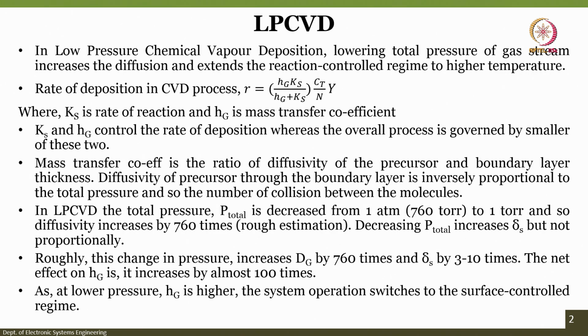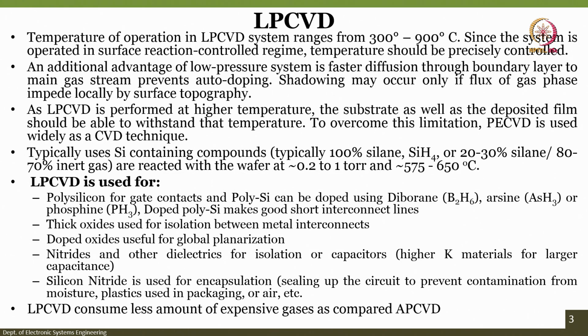So, we have said that lowering the total pressure increases the diffusion, and you can see here that decreasing P total increases delta S, but not proportionally. Roughly this change in pressure increases Dg by 760 times and delta S by 3 to 10 times. The net effect is that Hg increases almost 100 times. At lower pressure, Hg is higher, the system operation switches to the surface control regime, and if that is the case, the temperature of operation of LPCVD is around 300 to 900 degrees centigrade.